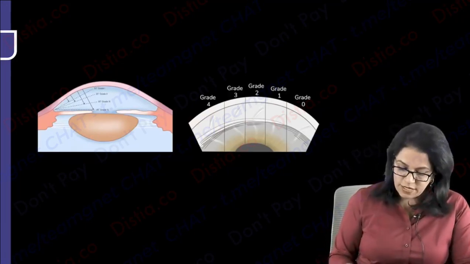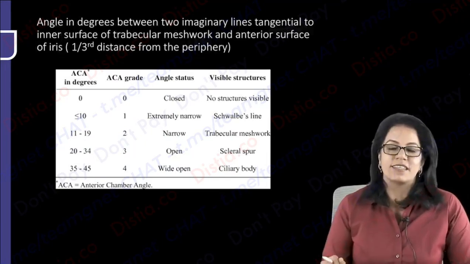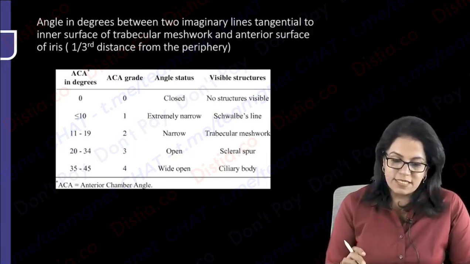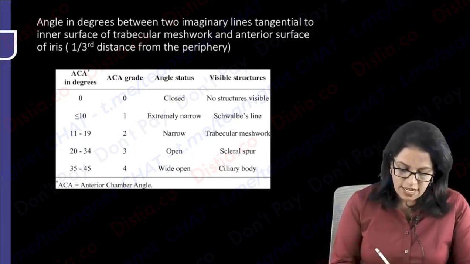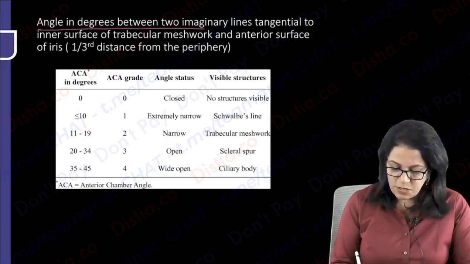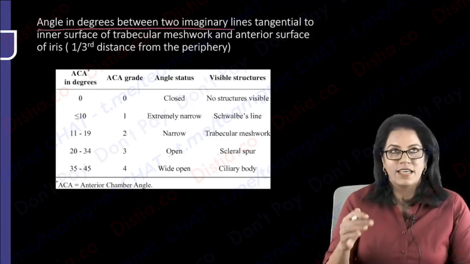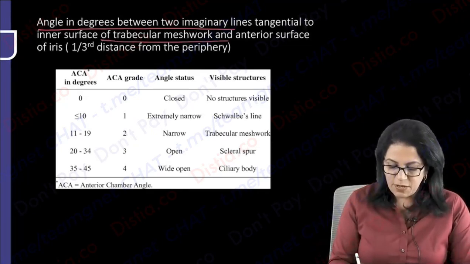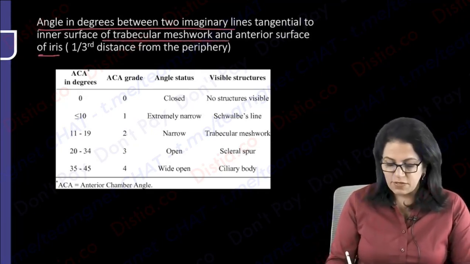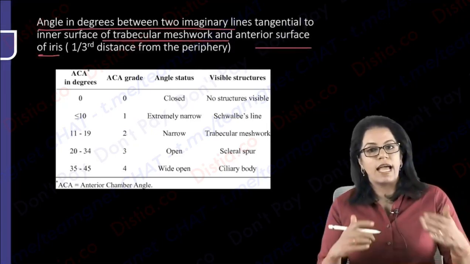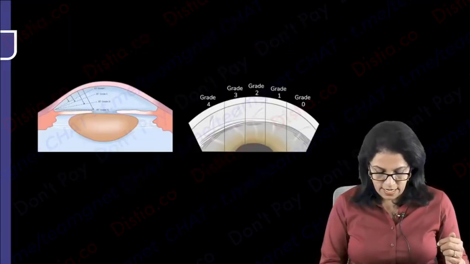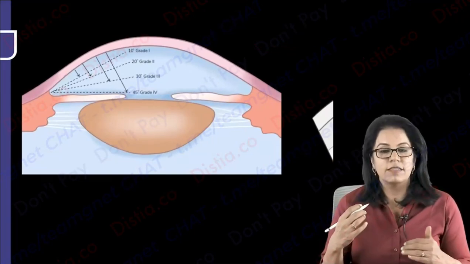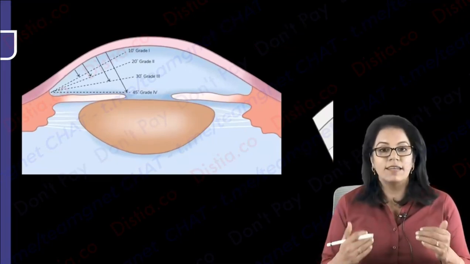Before you understand this, you have to first understand this one. So what is the Schaffer system of grading telling us? We are taking the angle in degrees between two imaginary lines. What are the imaginary lines? One is tangential to the inner surface of the trabecular meshwork and the other to the anterior surface of the iris. So look at this one: it is the angle between the trabecular meshwork and the iris.